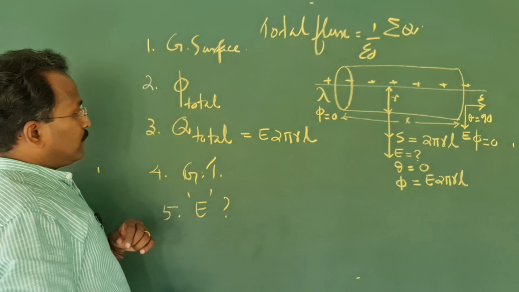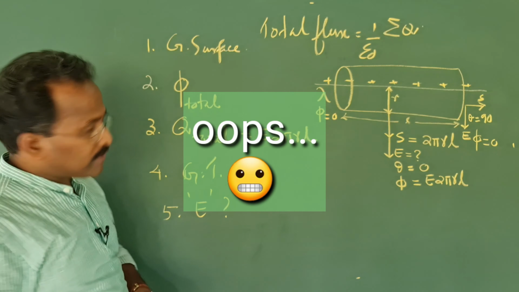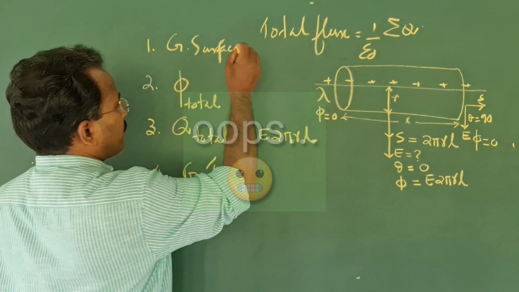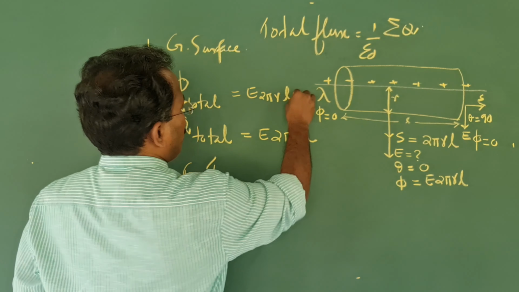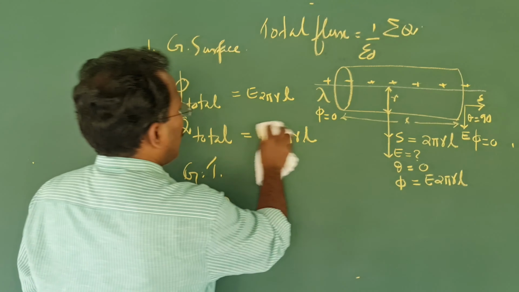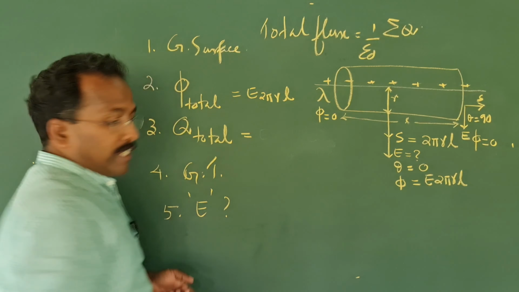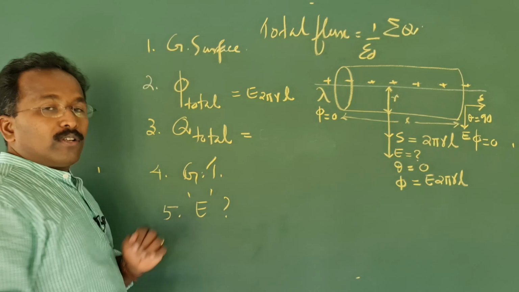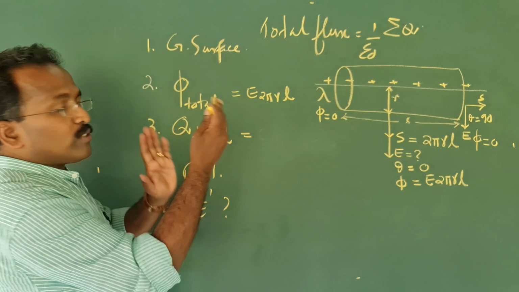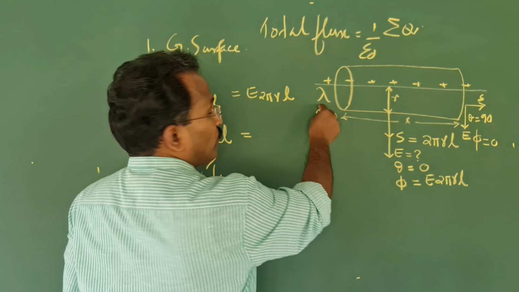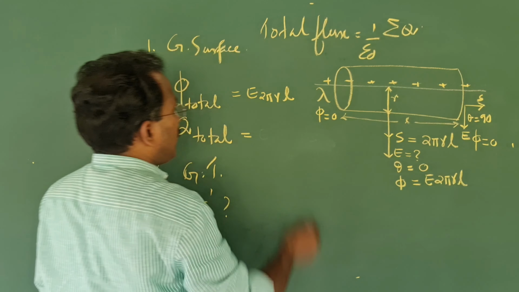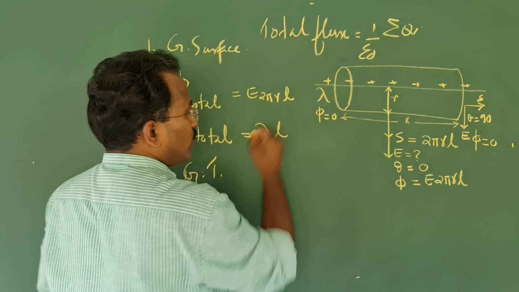No, I wrote it in the wrong place. It should come here. E into 2 pi RL. I have to write the charge over here. And how much is the total charge enclosed by the Gaussian surface? 1 meter has a charge of lambda. So L meter will have a charge of lambda into L.